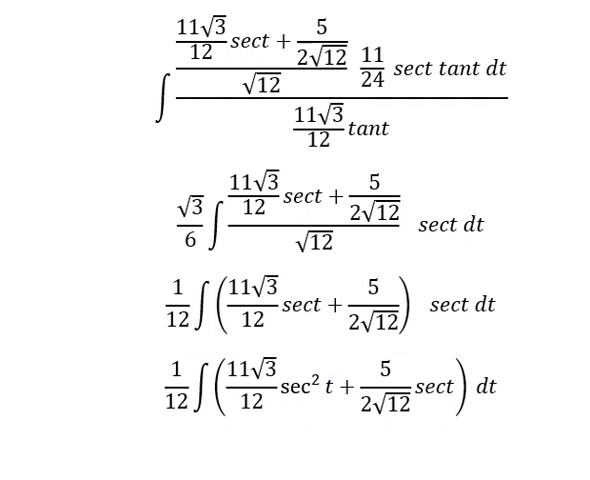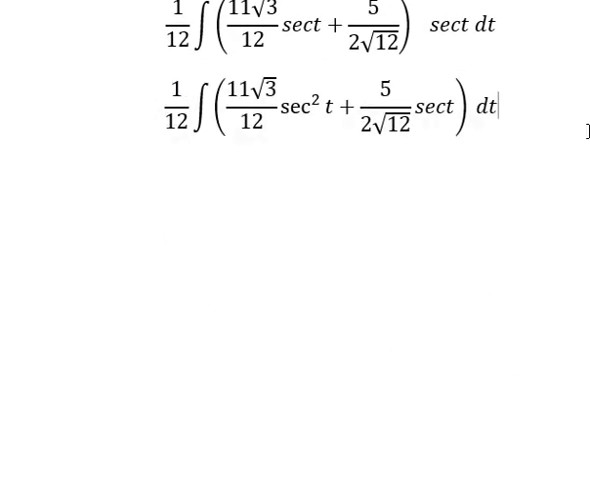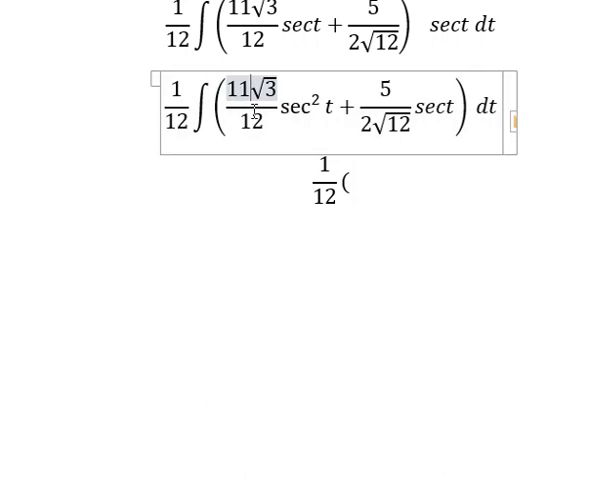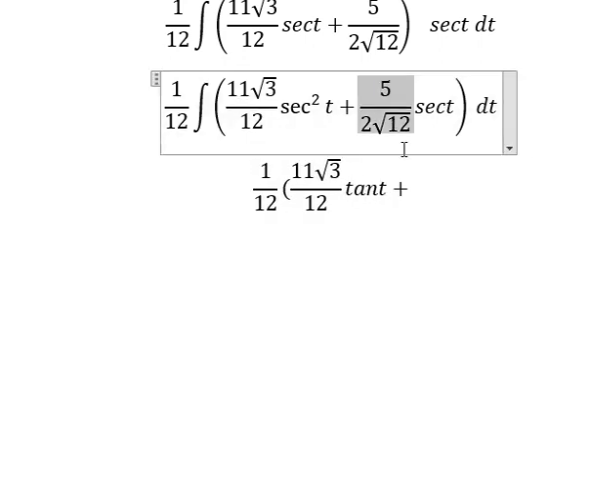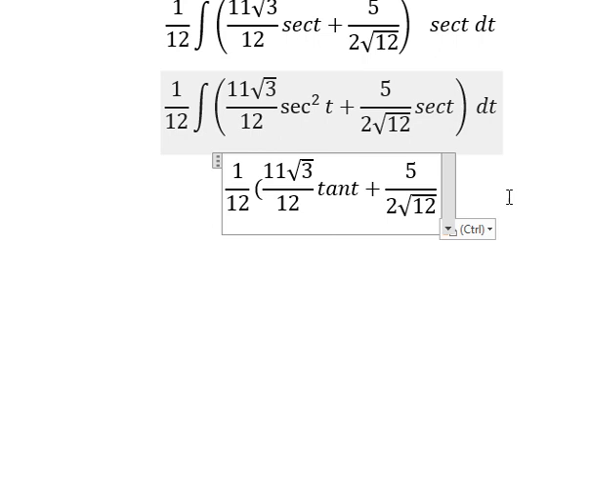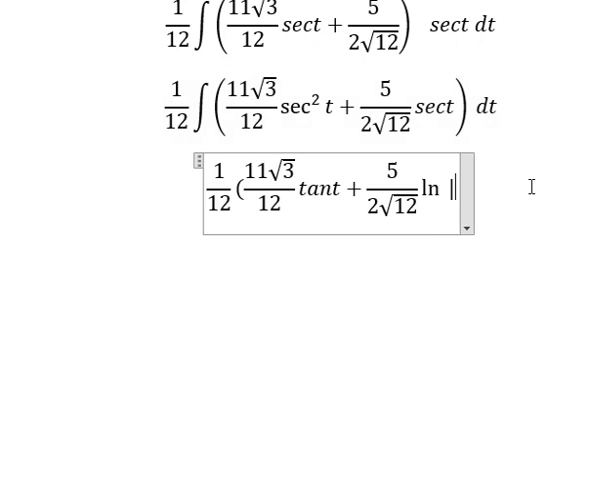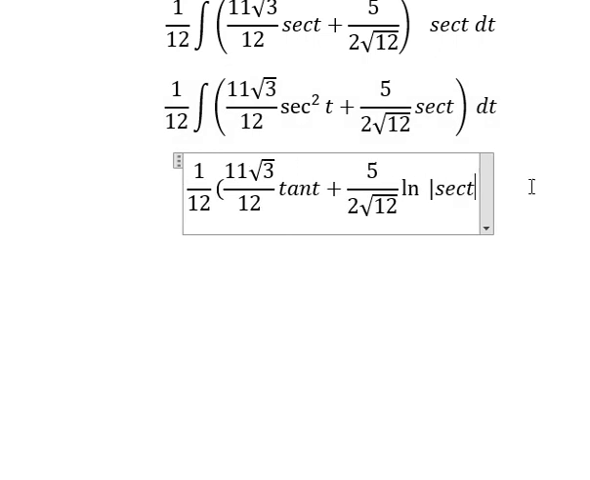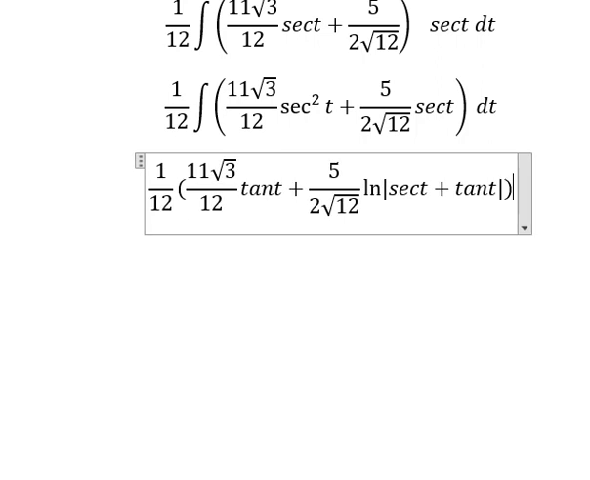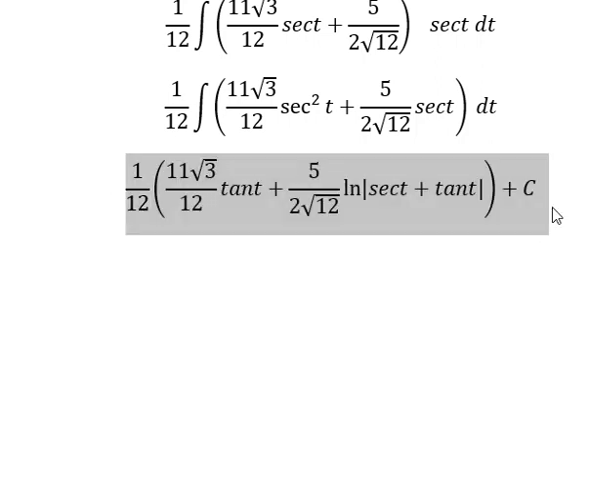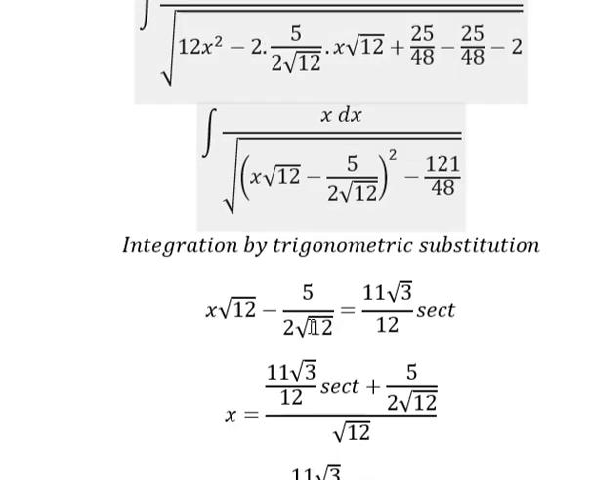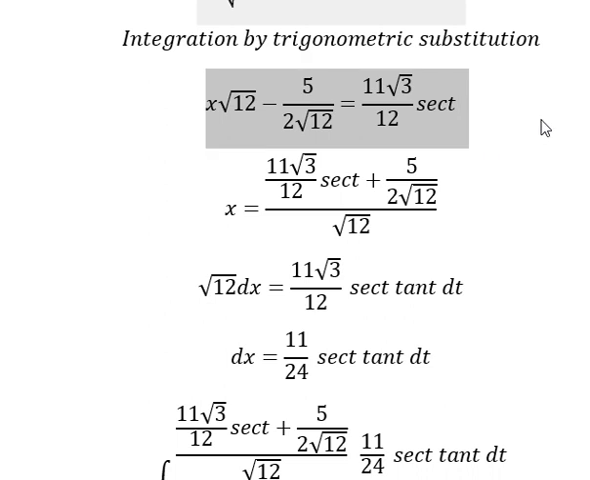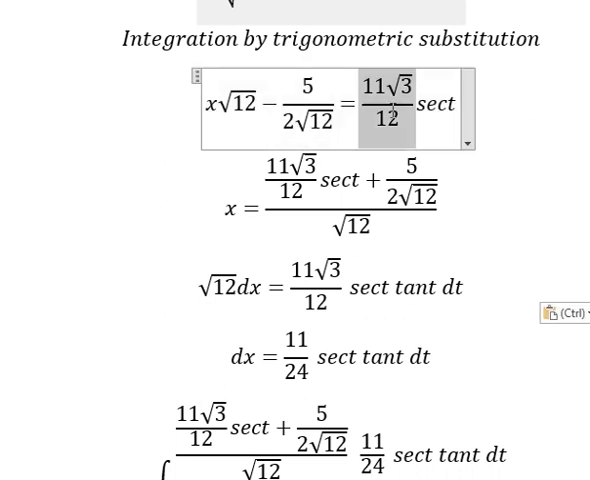And now we have the final answer. The integration of this one, we have tan t. So the integration of secant of t, we have Ln of the absolute value of secant of t plus tan t, and I will put about c. About t, that is about this one. So we need to divide both sides by this number in here.